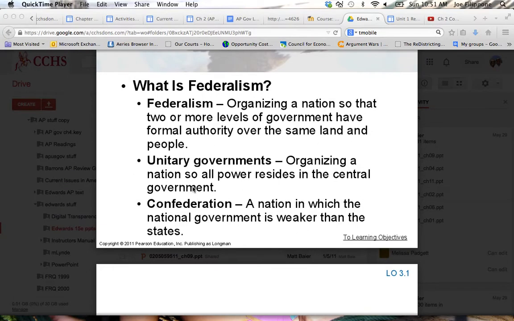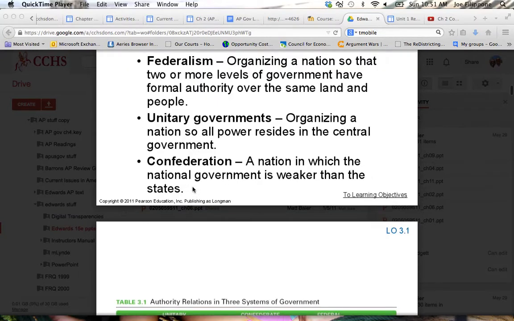Not too many countries actually have a federal system of government. I think there's only about 11 in the world today out of approximately 190 nations. Most governments are a unitary system of government. There are very few confederations also.